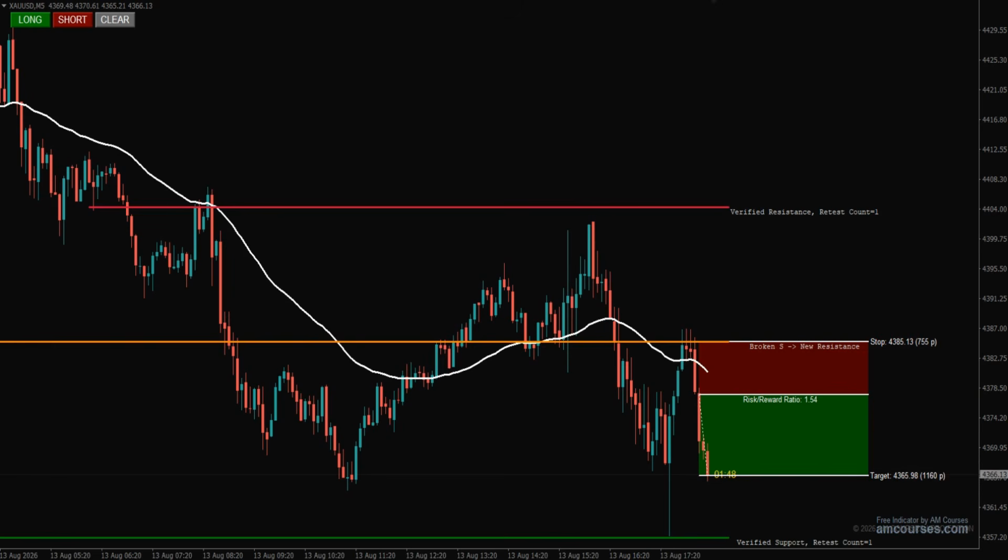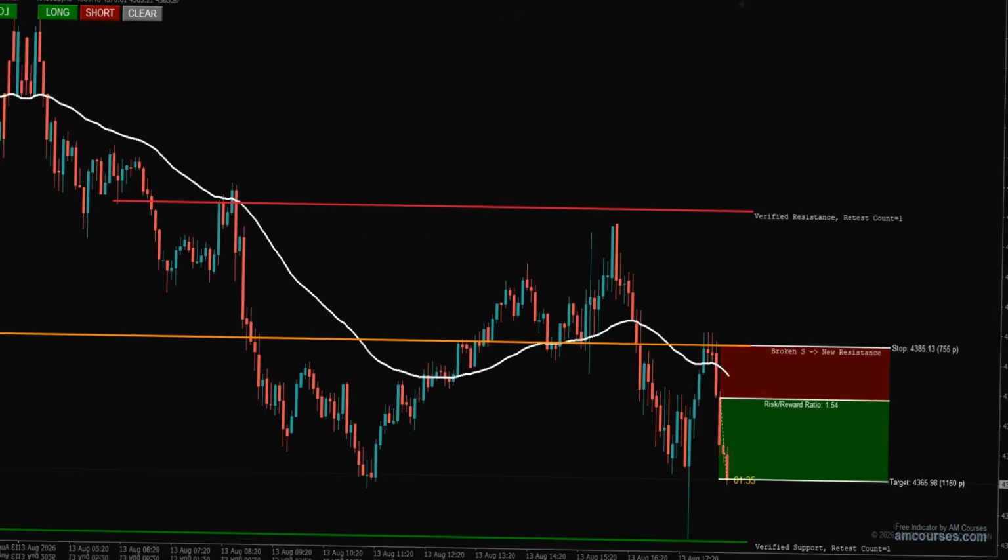2 trades now, both from the same level, both with the same result. That is the thing about levels. They do not stop mattering after one trade. If price keeps coming back and keeps getting rejected, that level is still valid.